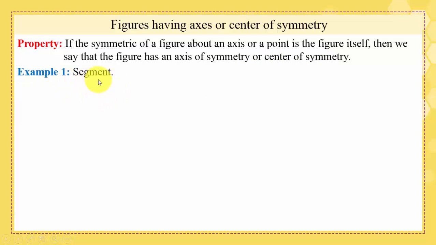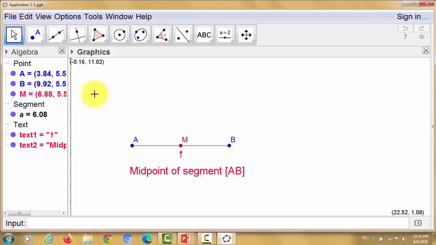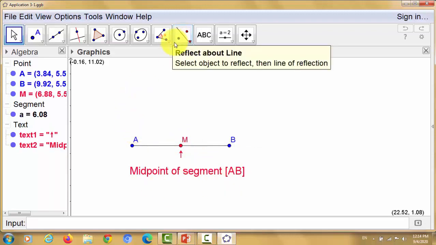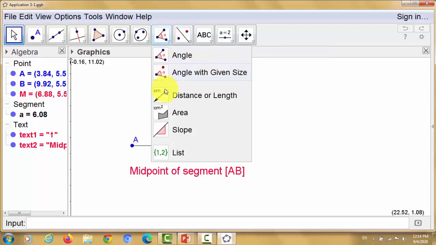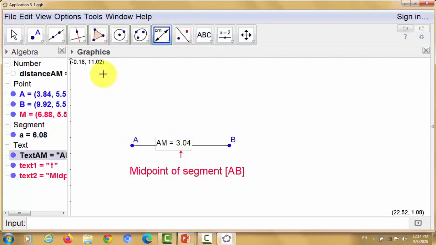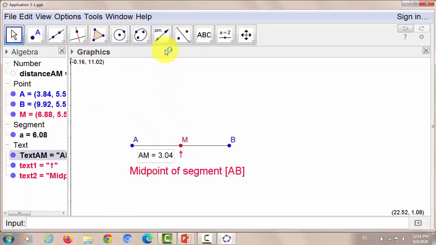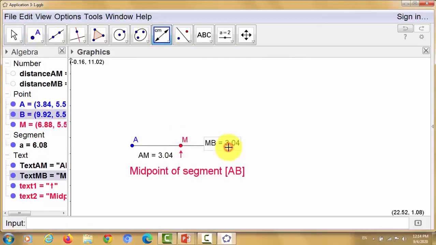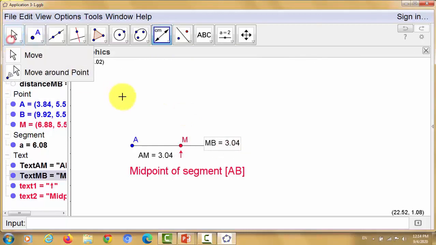Example 1, segment. Look here, my lovely students. This is segment AB. This is the point M, the midpoint of segment AB. I will measure here the two segments AM and MB. Look here for the two segments.